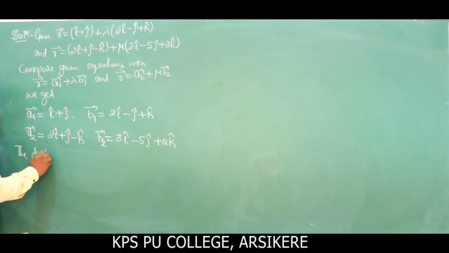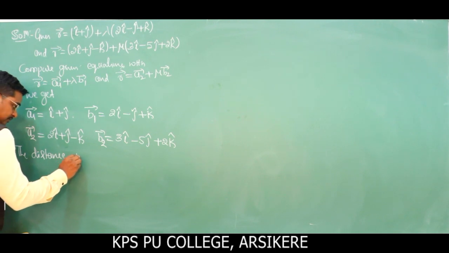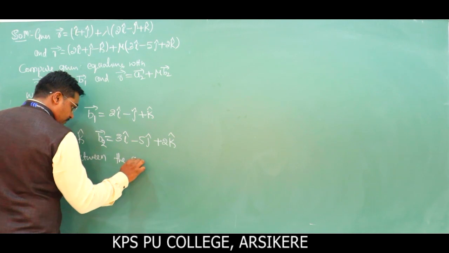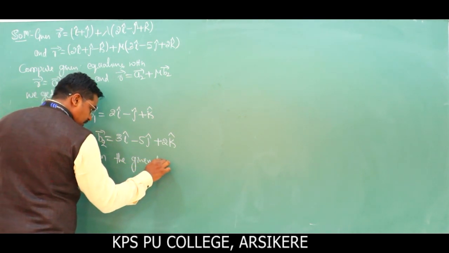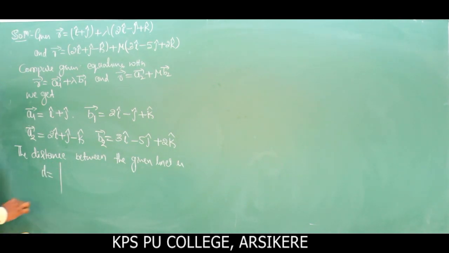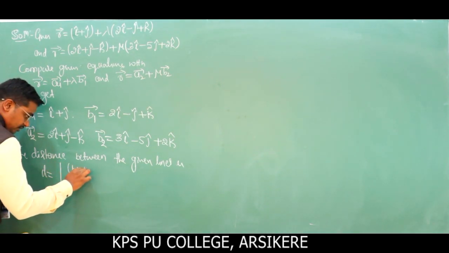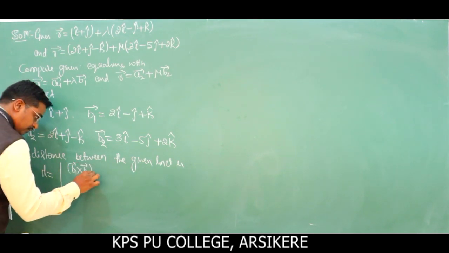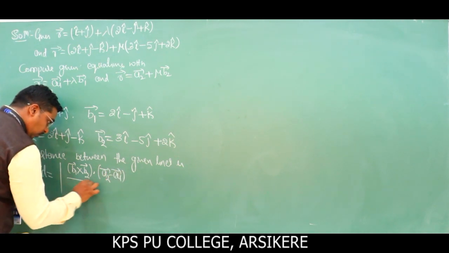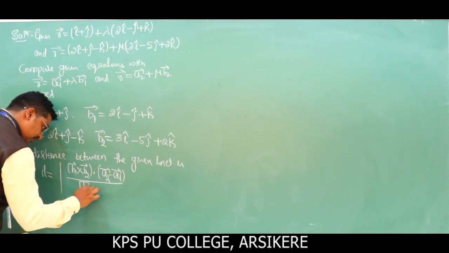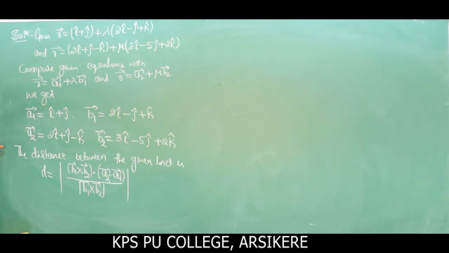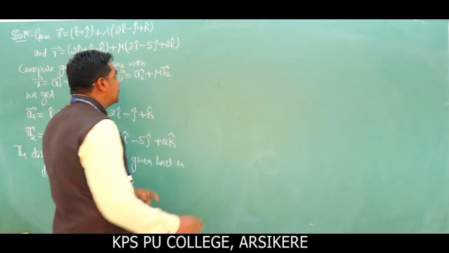So the distance between the given lines is given by the expression d is equal to magnitude of (b1 cross b2) dot (a2 minus a1), whole divided by magnitude of b1 cross b2. So first find b1 cross b2.